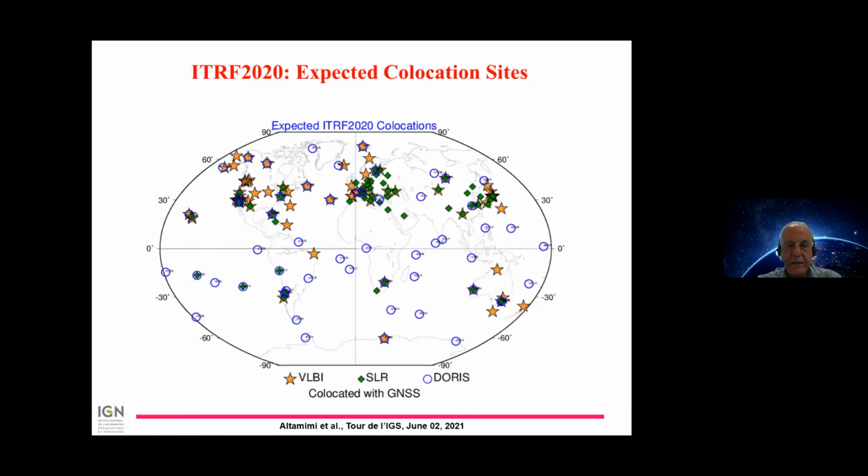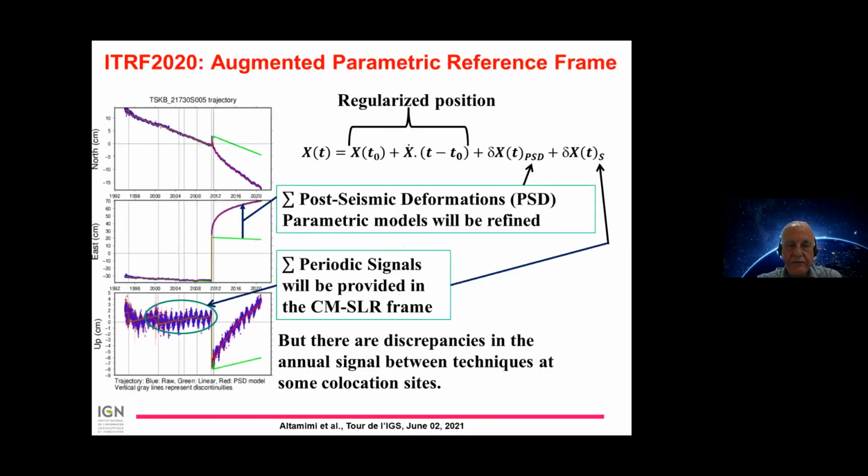Now, this is the map where we have all the possible or expected collocation sites. There will be new collocation sites, like in South America, for instance, where we have San Juan, in Argentina, where we have SLR and GPS. We have other sites where VLBI and GPS are collocated, like for instance in South Korea. These are new collocations. Now, the ITRF 2020, as I said in the beginning, will be an augmented reference frame.